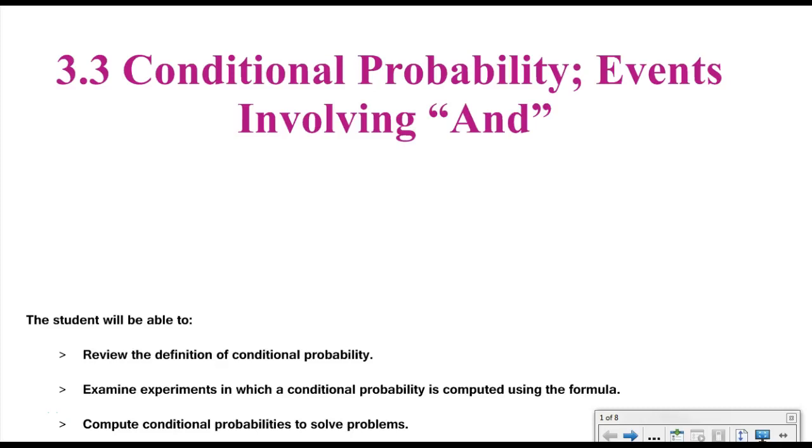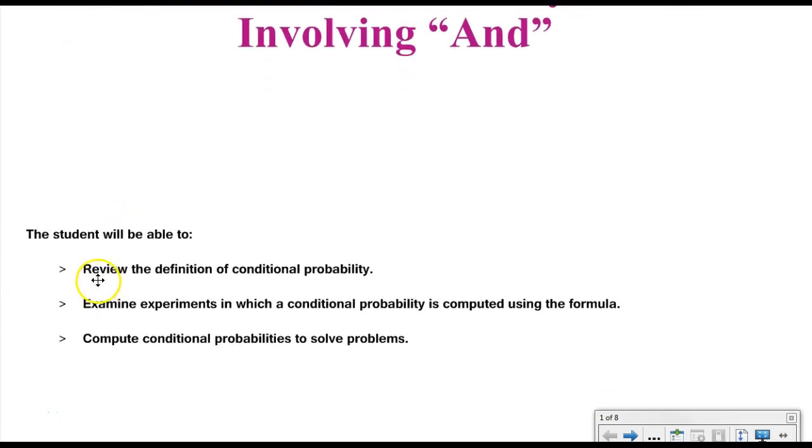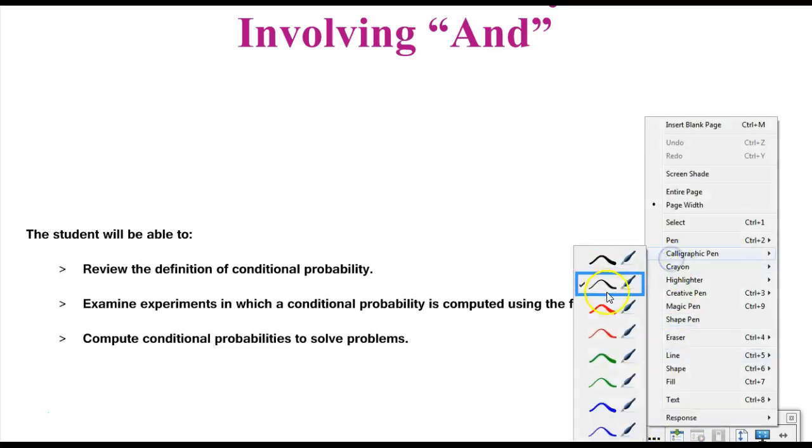Welcome to 3.3 Conditional Probability: Events Involving AND. The student will be able to review the definition of conditional probability, examine experiments in which a conditional probability is computed using the formula, and compute conditional probabilities to solve problems.